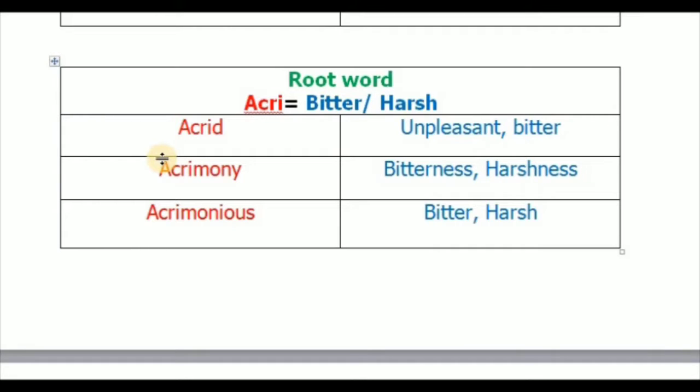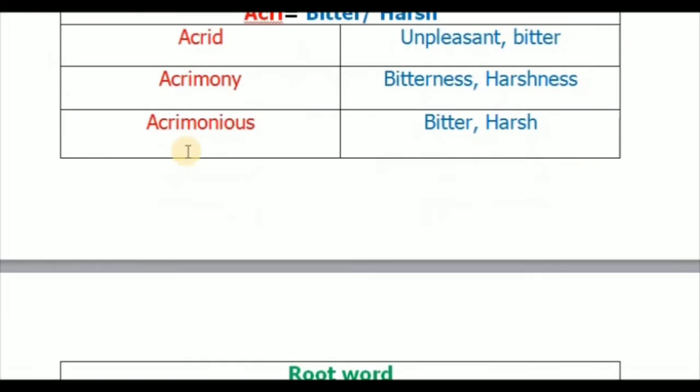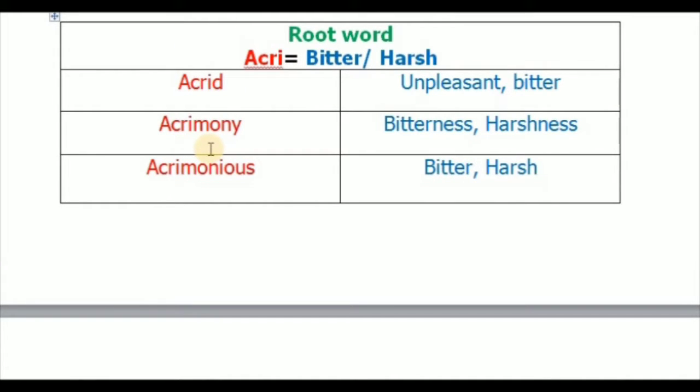It means unpleasant taste. Next word, acrimony: bitterness and harshness. Example, acrimony in behavior. Rajesh will show you acrimony whenever you ask him for money. Next word, acrimonious, means bitter or harsh. His behavior was acrimonious towards us because we did not help him.